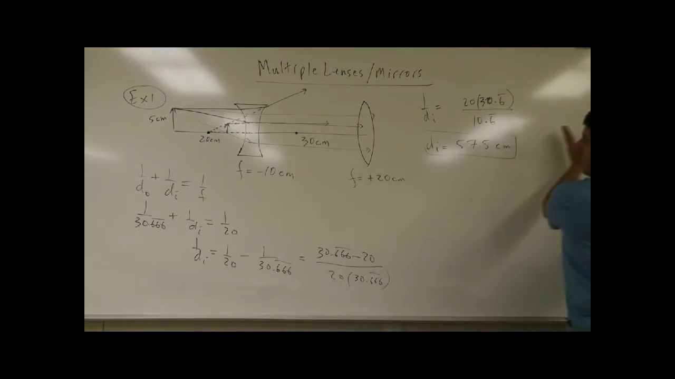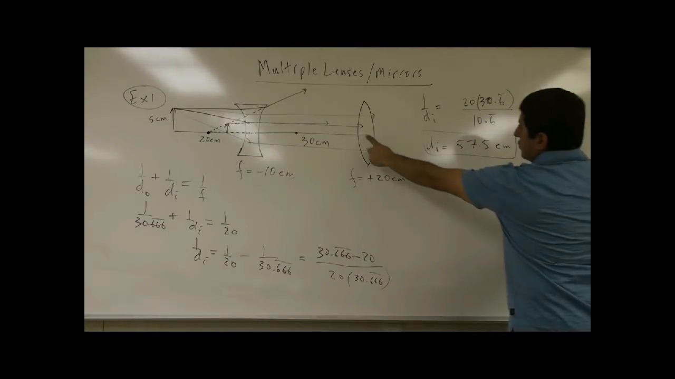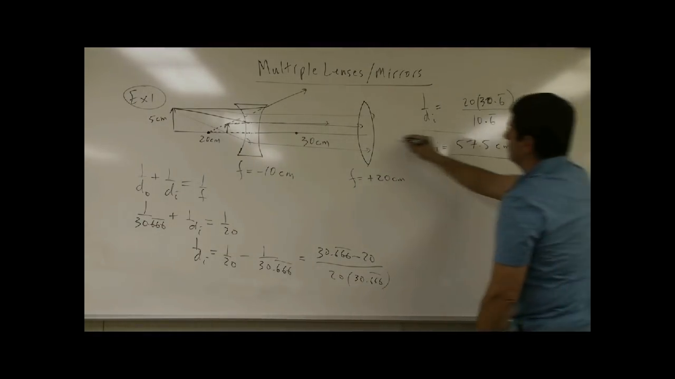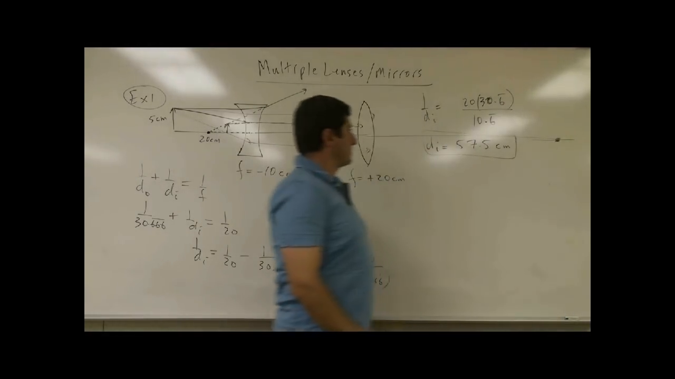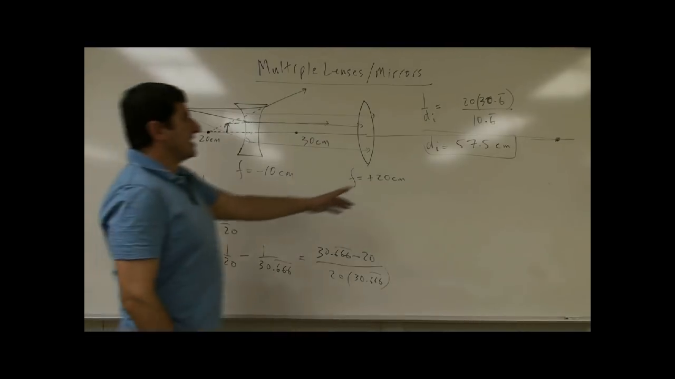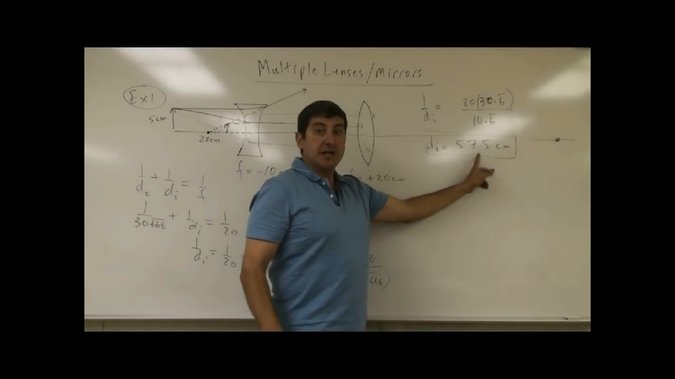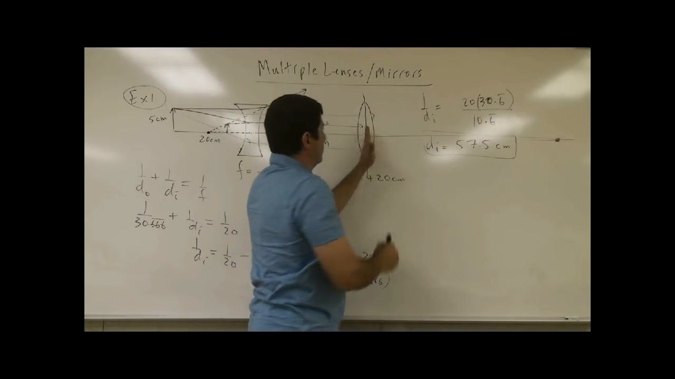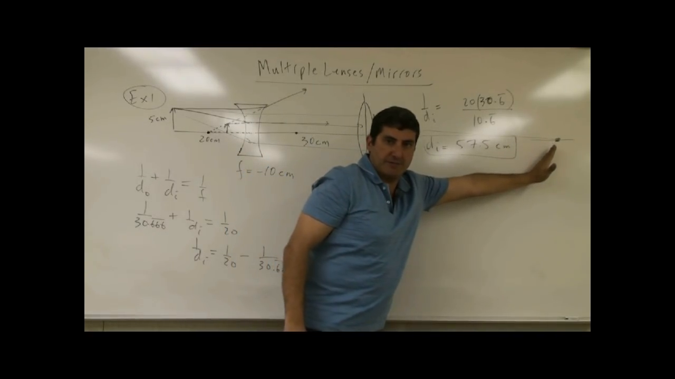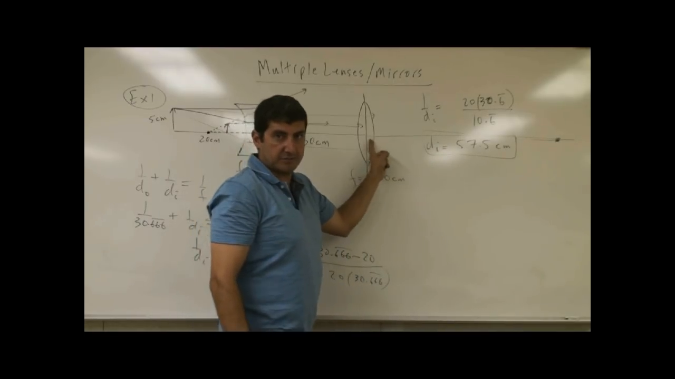That brings us way, way to the right over here. So visually somewhere over here maybe. Okay, somewhere over here, way to the right of the board. Okay? So where is that distance measured from? It's 50 centimeters measured from here. Okay? 50 centimeters that way. From the second lens. Okay?